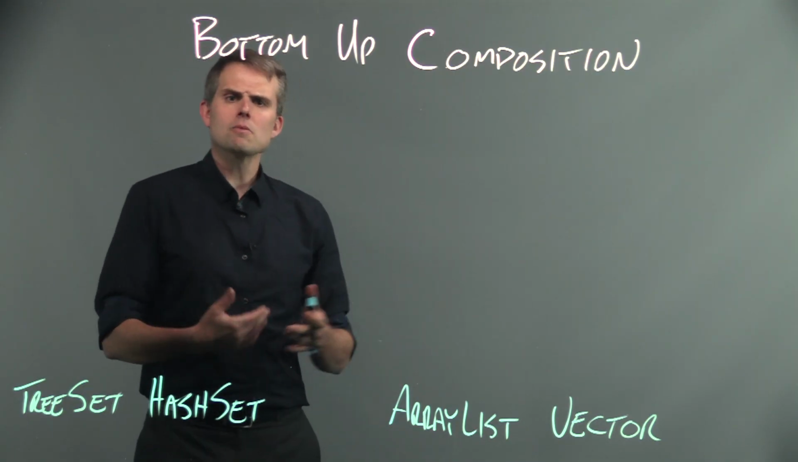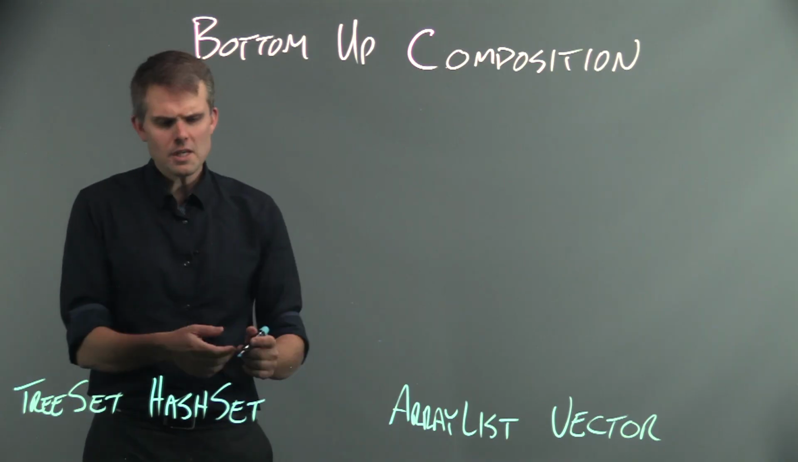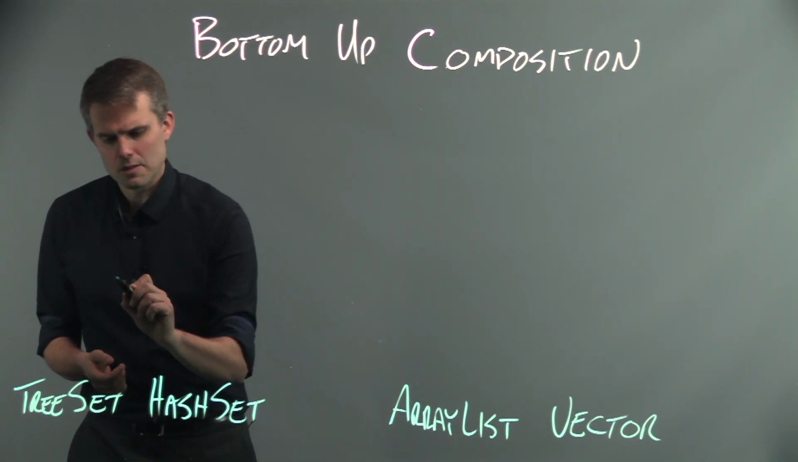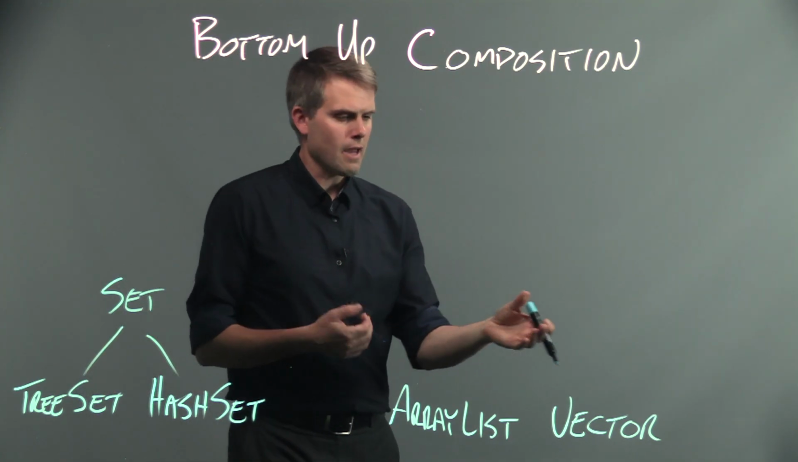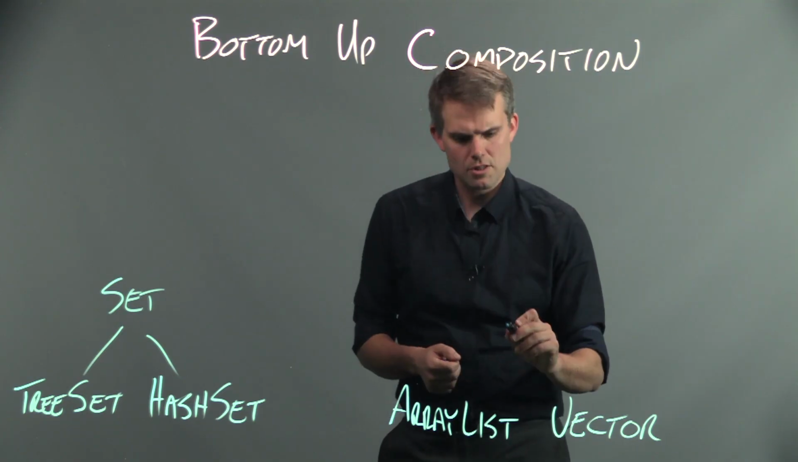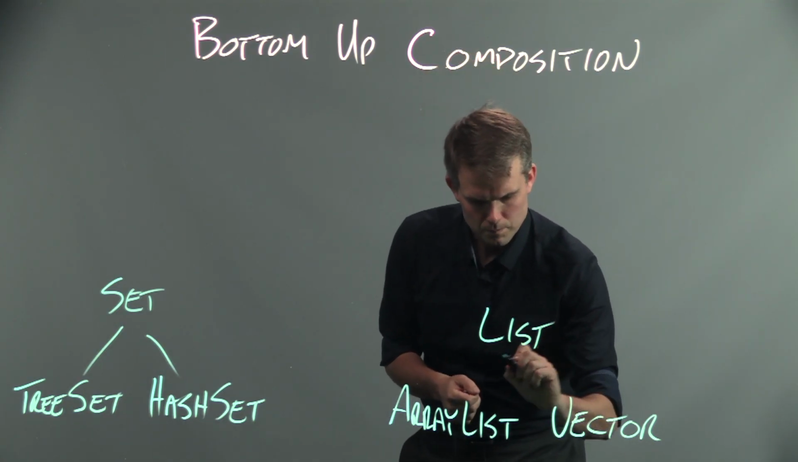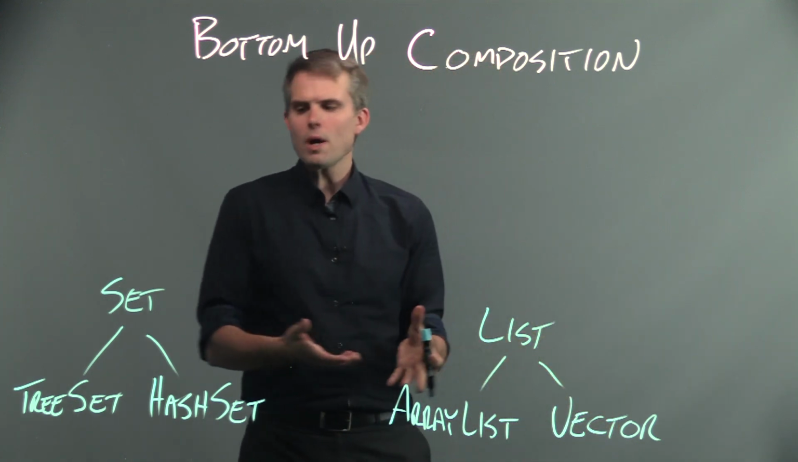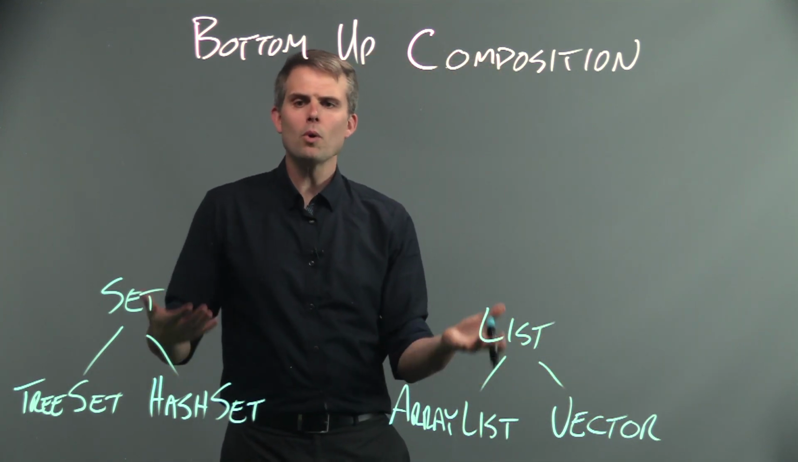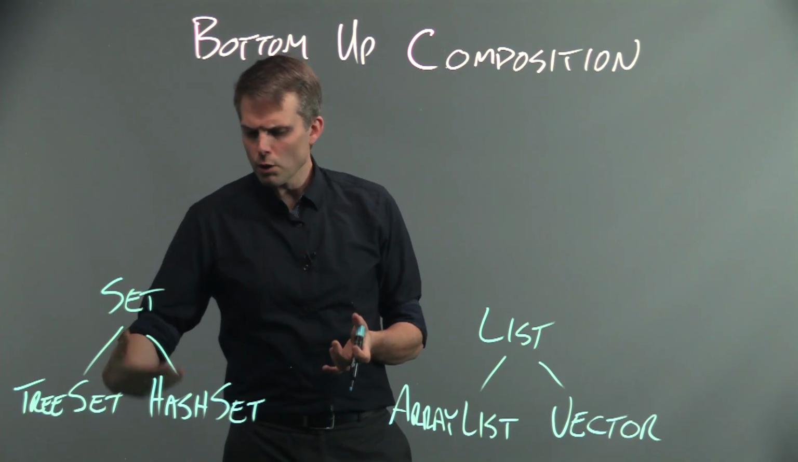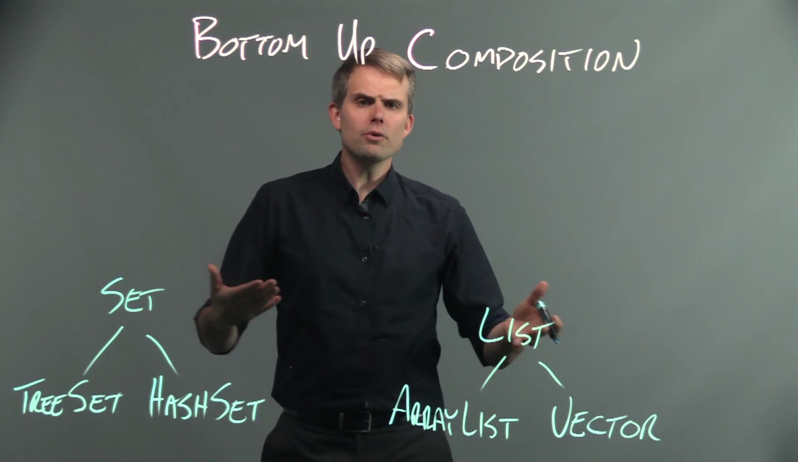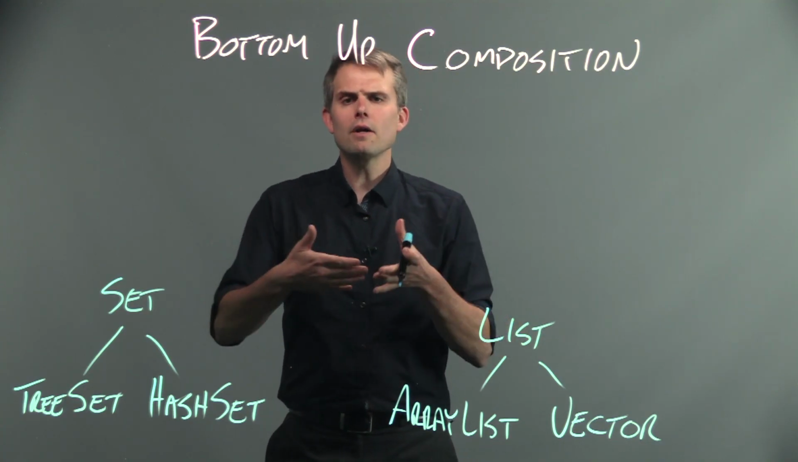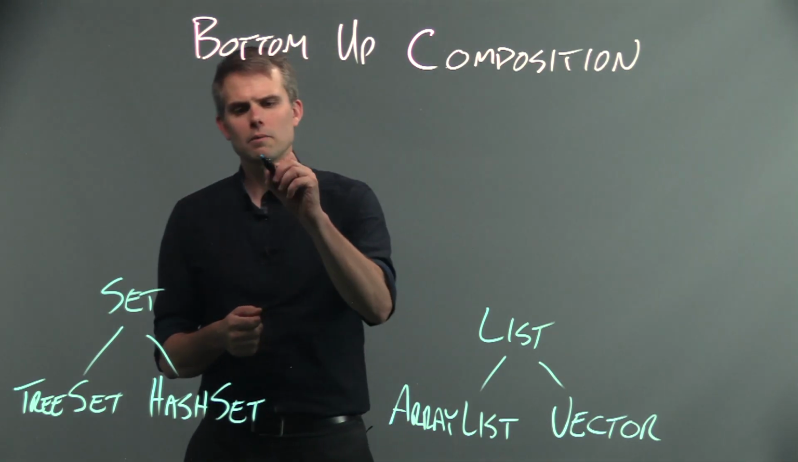But we realize that there's some commonalities here. Right? So tree set and hash set are indeed both sets. And array list and vector are both instances of lists. So in this way, we've managed to bubble up. We've come up one level of abstraction on the low-level concrete types. But again, list and set are both instances of collections, so we can have a higher level layer of abstraction here as well.